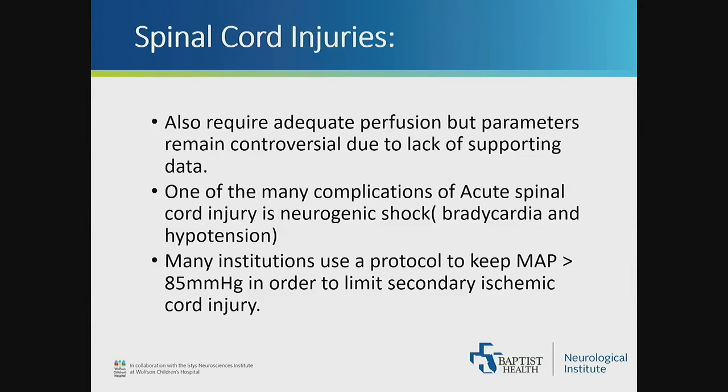So spinal cord injuries also require perfusion, not necessarily just to the brain, but also the spinal cord. The data is controversial. There's not really any set parameters out there right now in regards to spinal cord injuries. One of the many complications to acute spinal cord injury is neurogenic shock, bradycardia, and hypotension. And this is secondary to a sympathetic failure associated with that cervical and high thoracic cord injury.